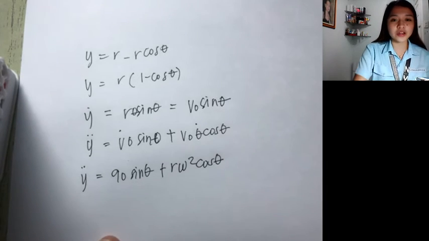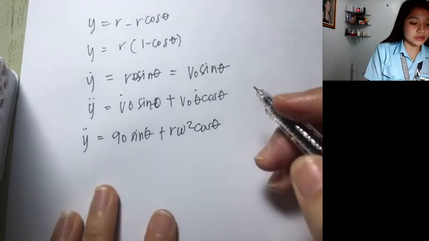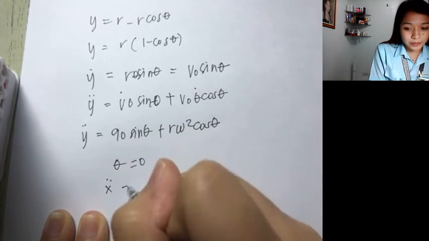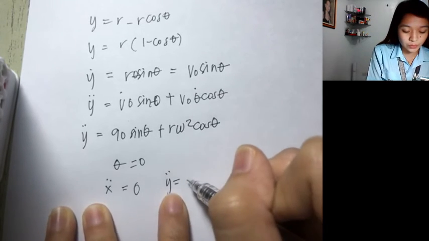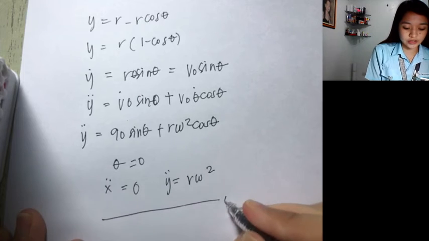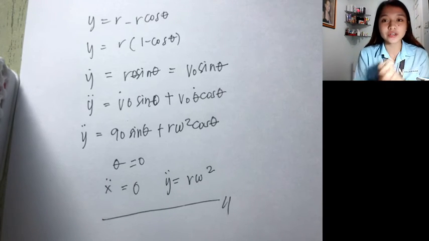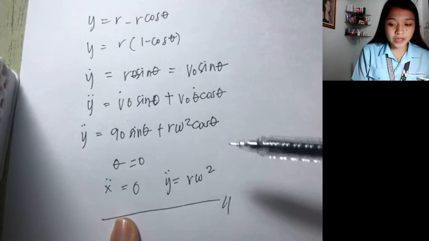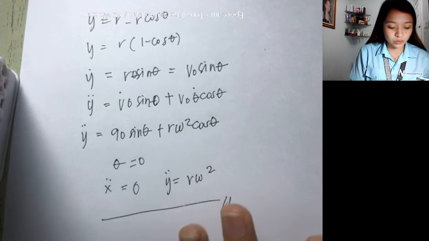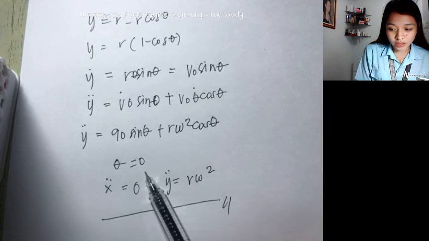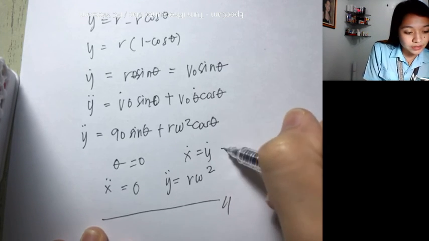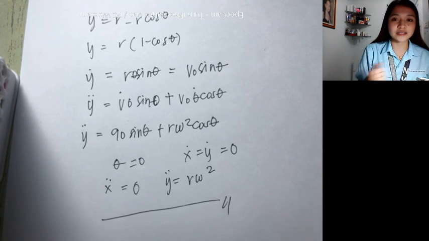Therefore, we have to remember that when theta equals 0, x double prime equals 0 and y double prime equals R angular velocity squared. So here is the answer. The acceleration of point C depends on R and the angular velocity. To make things clear and simple, when theta equals 0, our point of contact has 0 velocity, so x prime and y prime also equal 0. So that's it for our example for absolute motion.